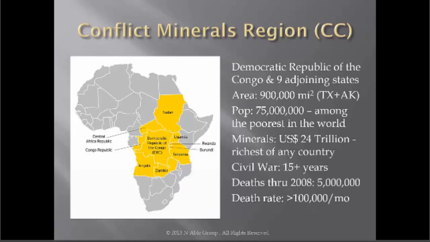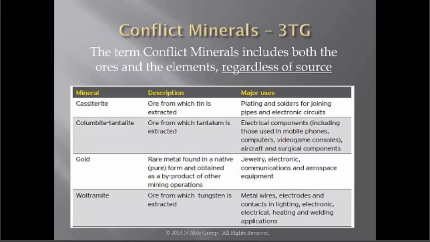So what is the definition of a conflict mineral? The term conflict mineral includes both the ores and the elements themselves. So regardless of source, and I'll explain what that means. If you look at the 4, cassiterite, columbite, gold, wolframite, those you would more typically recognize in their refined form, which is tin, tantalum, gold, and tungsten.